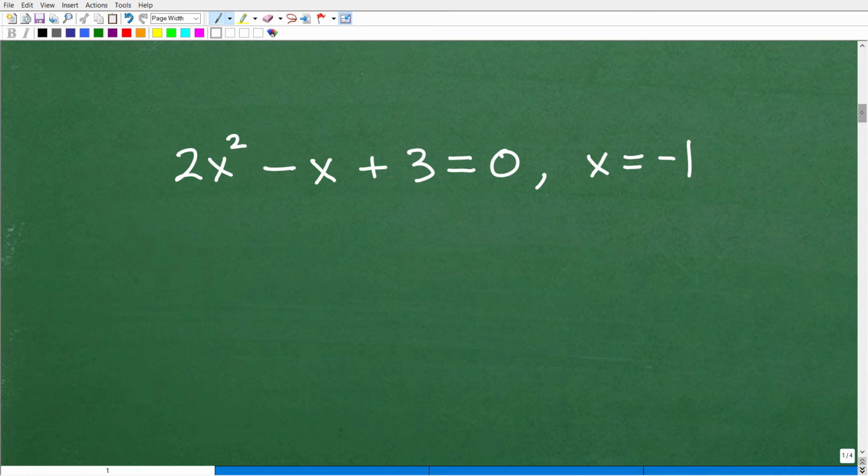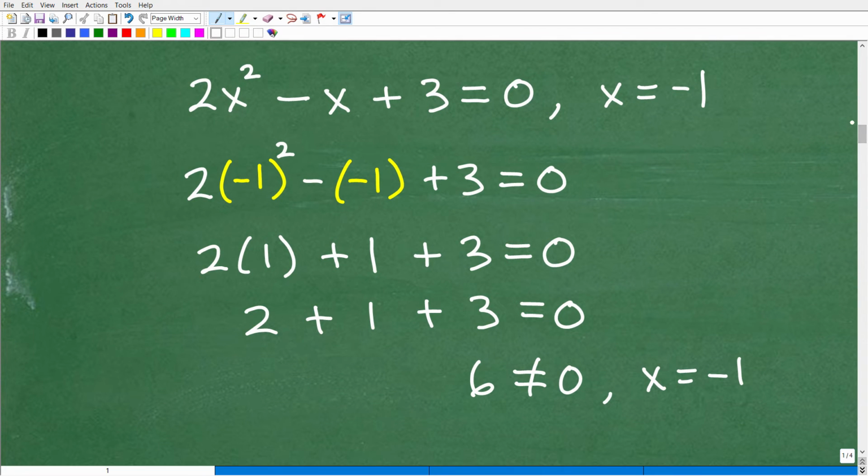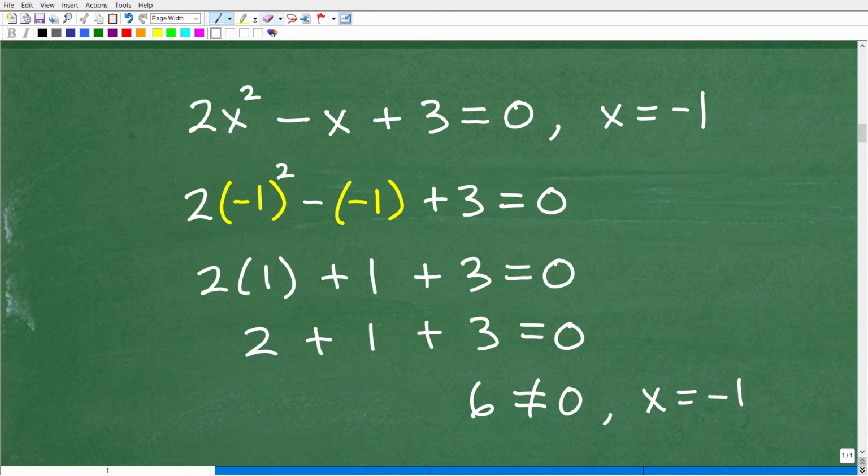But I'm going to move forward so we can wrap up this video. All right, so let's check if -1 is in fact one of the solutions to this equation. This equation actually has 2 solutions, but we're just going to see, is -1 one of those solutions? So what do I have to do?